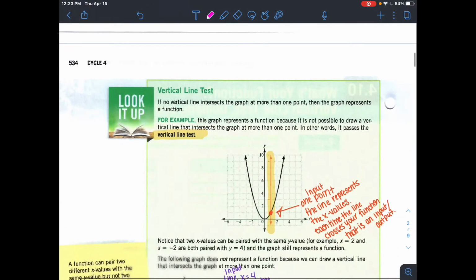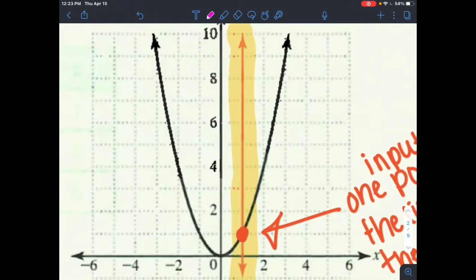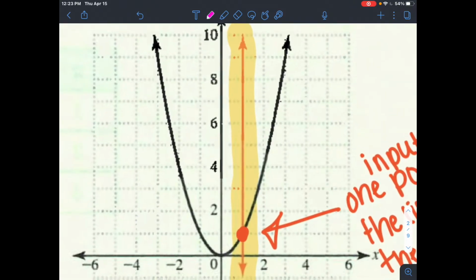All right, moving on. Vertical line test. You probably first saw this maybe Math 1. If no vertical line intersects the graph at more than one point, then the graph represents a function. So my vertical line is highlighted right here. That's my vertical line.